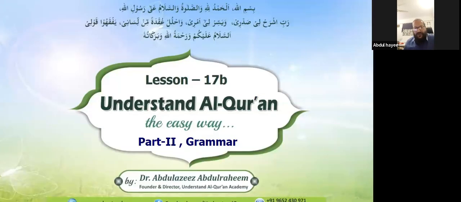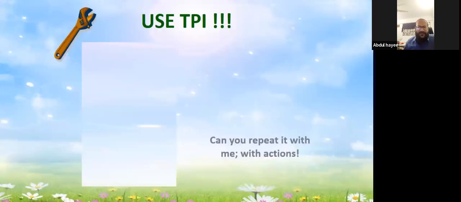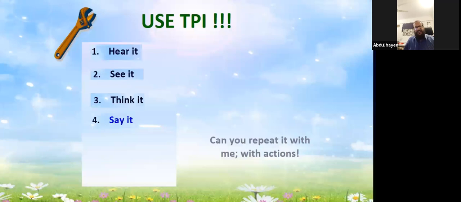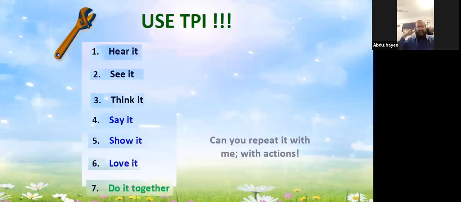A'udhu billahi minash shaitanir rajim. Bismillahir rahmanir rahim. Lesson 17b. Understand Al-Quran, the easy way, part of grammar. But remember my word, till the last lesson, this slide will come every time. Use TPI, meaning total physical interaction. What does it mean? Hear it, see it, think it, say it, show it, love it, and do it together. Please repeat with me. Hear it, see it, think it, say it, show it, love it, and do it together.